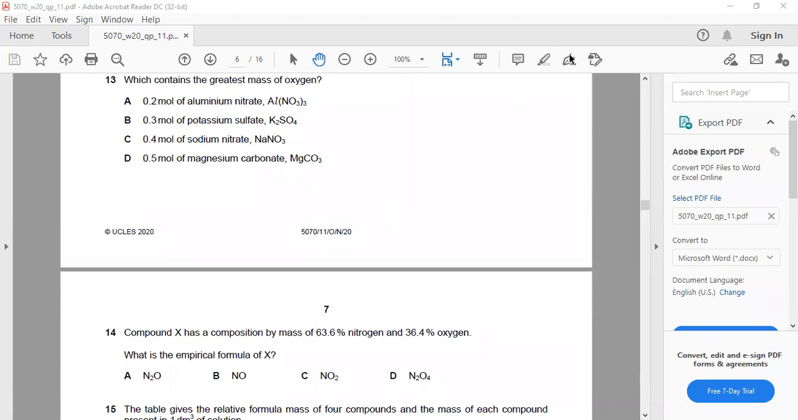Oh, moles calculation. Which contains the greatest mass of oxygen? 0.2 mole aluminum nitrate, 0.3, 0.4, 0.5. Okay, there are two ways, and I'll tell you the shortest way, a trick. Save your time. In mole calculation, you have to think. There are many ways to do this question. What is the trick?